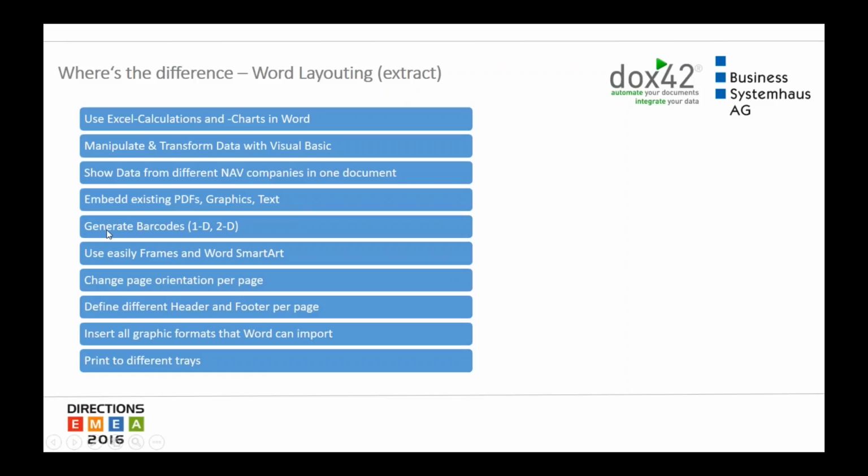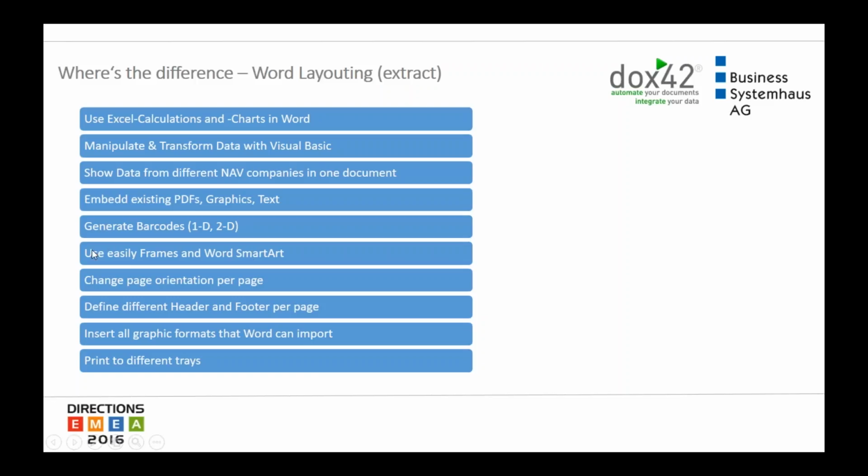The next thing is barcodes. So also something that is not really possible with the Word layout of NAV. In our solution we have access to a lot of different barcode types. So we just take a number field, and then we can define into which kind of barcode type this number should be transformed.